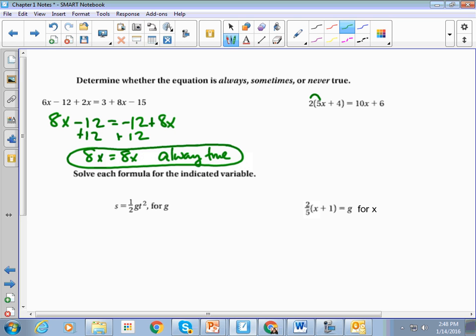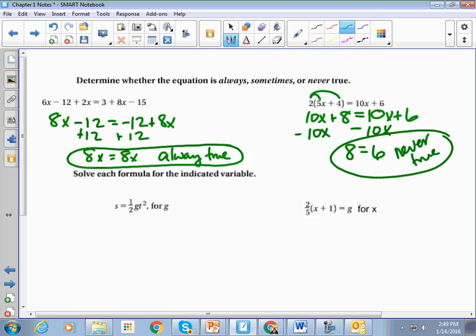This guy, let's see if he is always, sometimes, or never true. 2 times 5x is 10x. 2 times 4 is 8. I get 10x plus 8 equals 10x plus 6. I'm going to subtract 10x from both sides. And I get 8 equals 6. This is never true. So if I were to get x equals 4, that would be the third scenario where it's sometimes true.